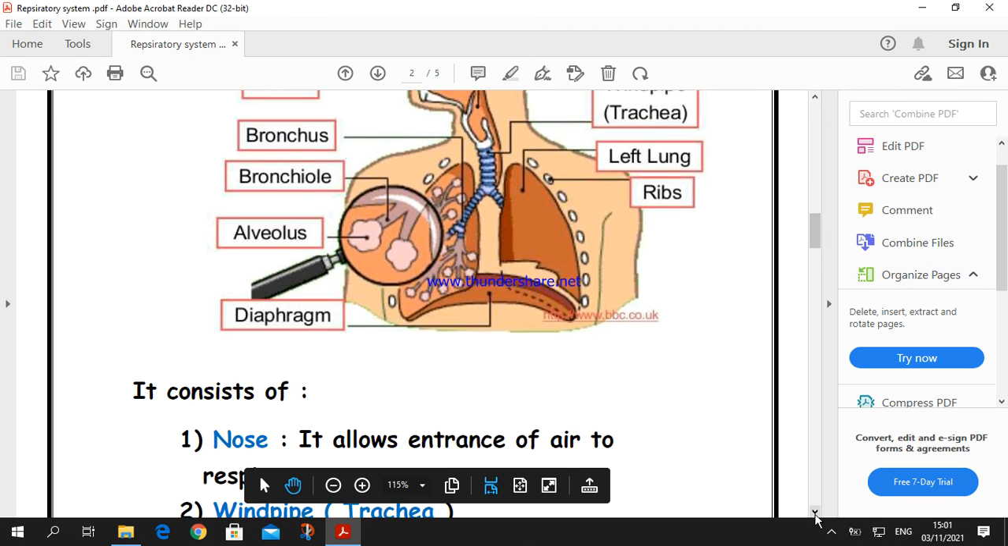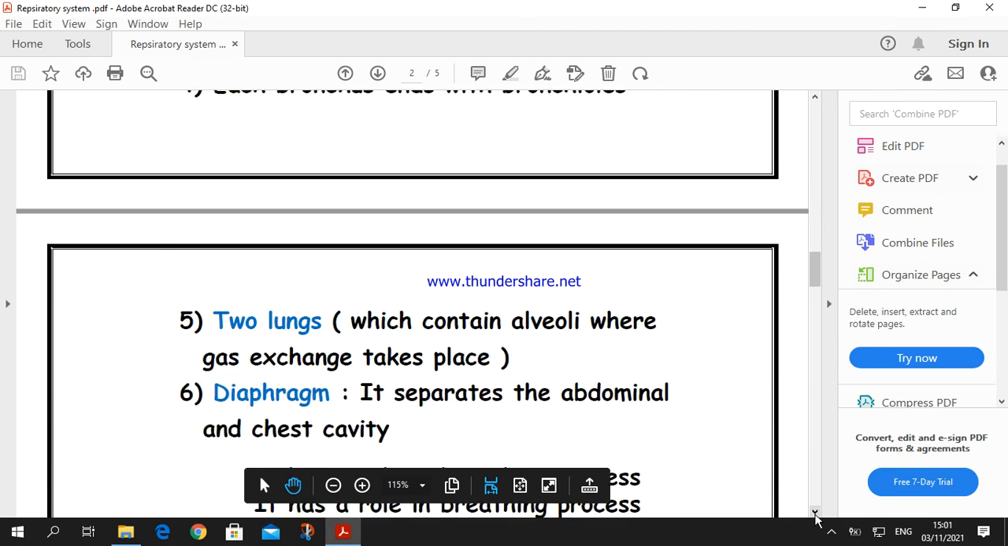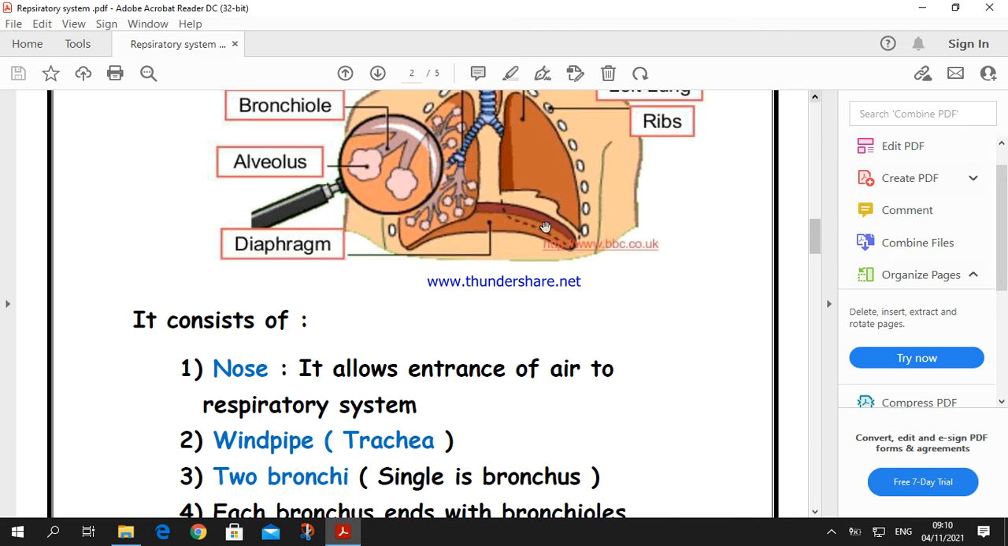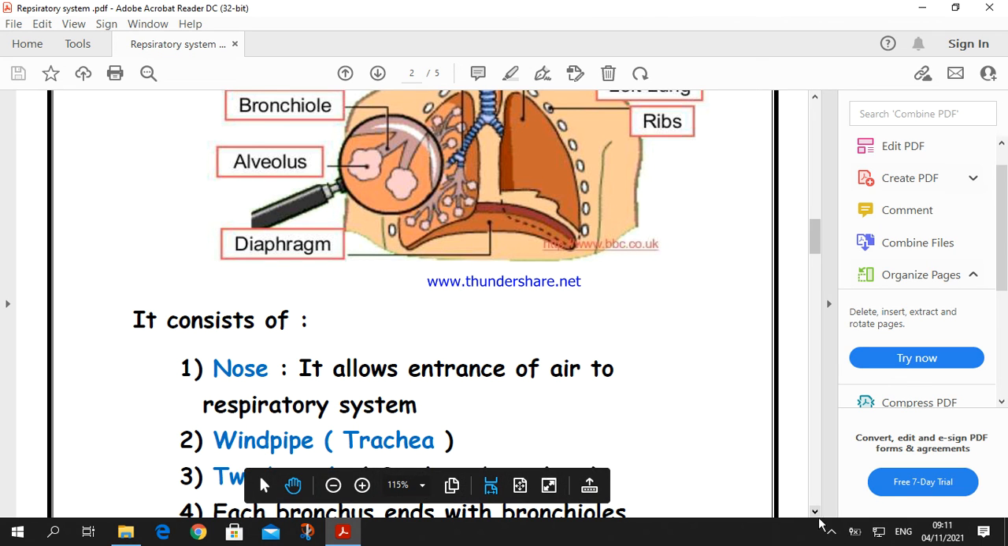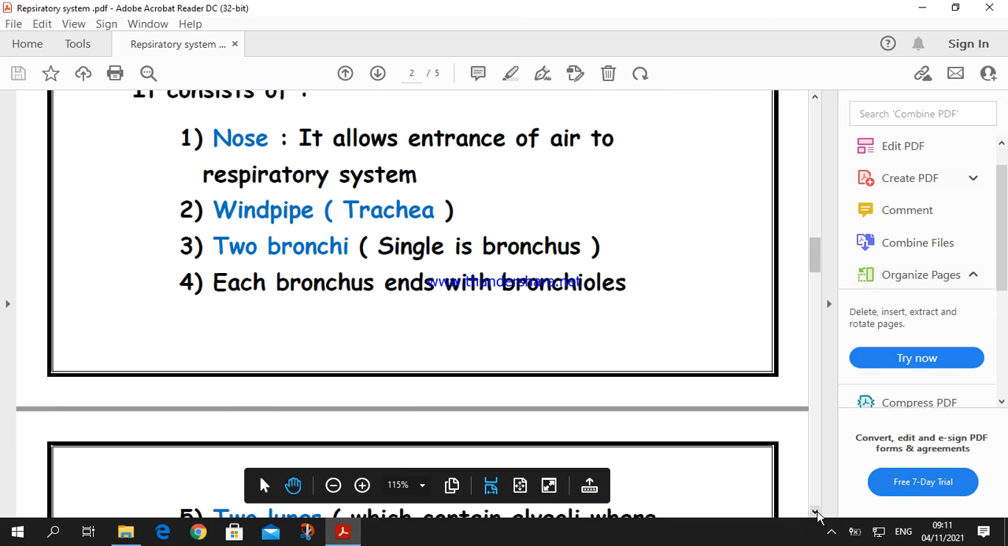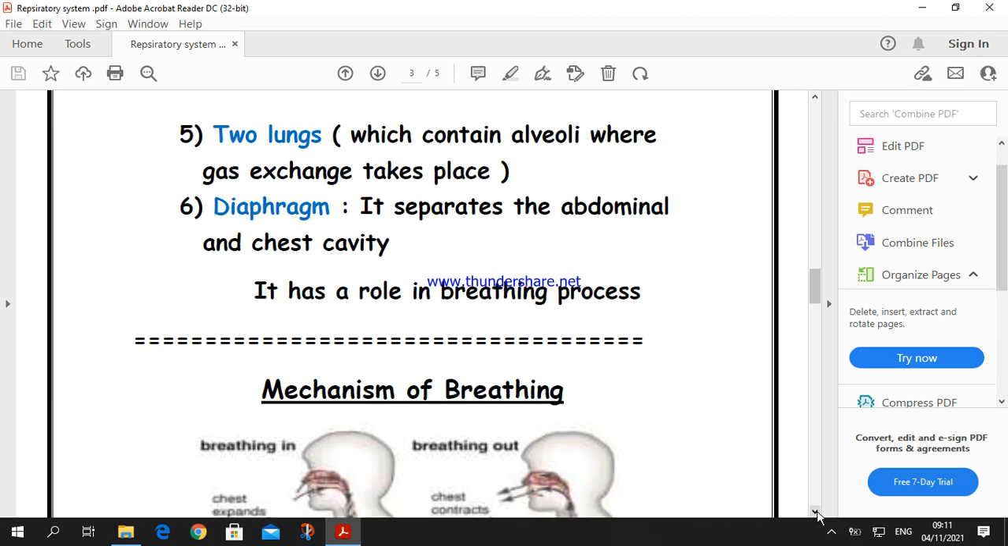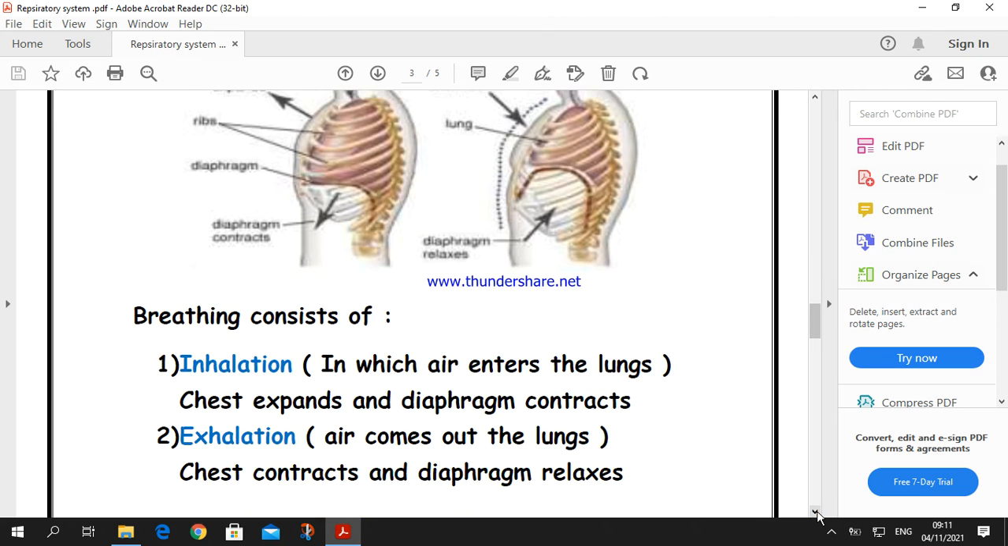So the mechanism of respiration includes two processes, inhalation and exhalation, okay? The diaphragm muscle, this is the diaphragm muscle, okay, which separates the abdominal cavity from the thoracic cavity, plays an important role in the respiration mechanism, okay? The respiration mechanism includes two processes, inhalation and exhalation. What is the difference between them?